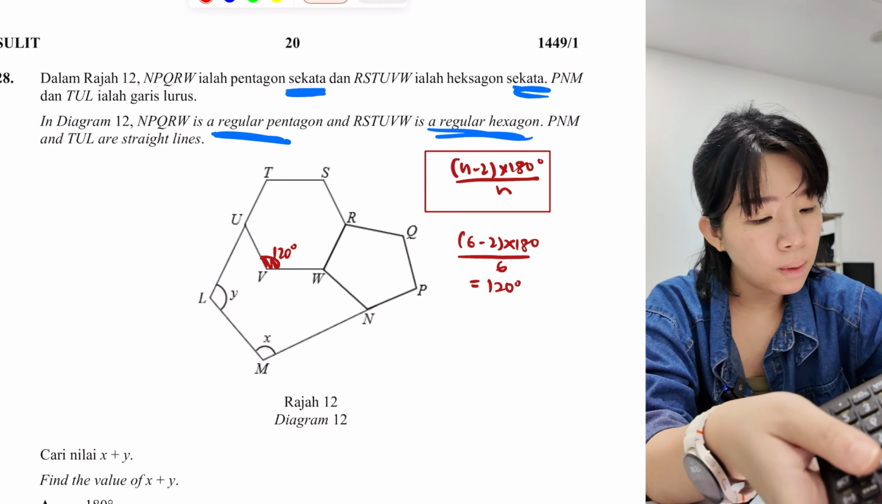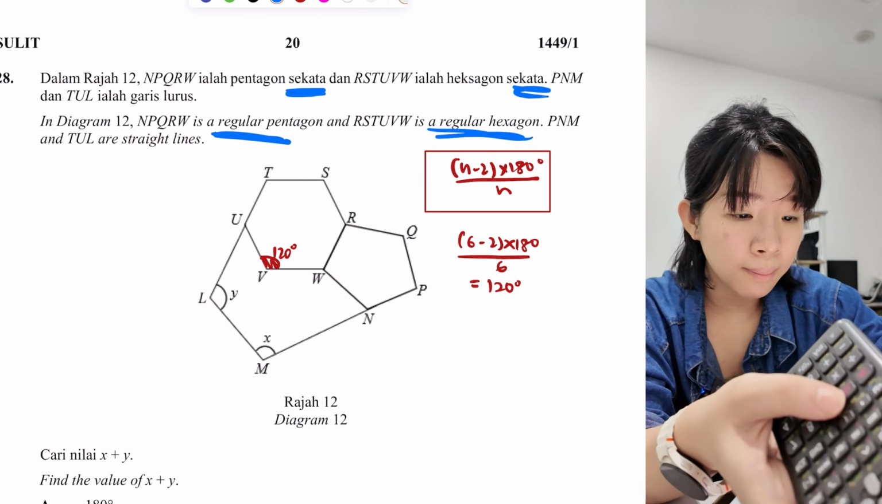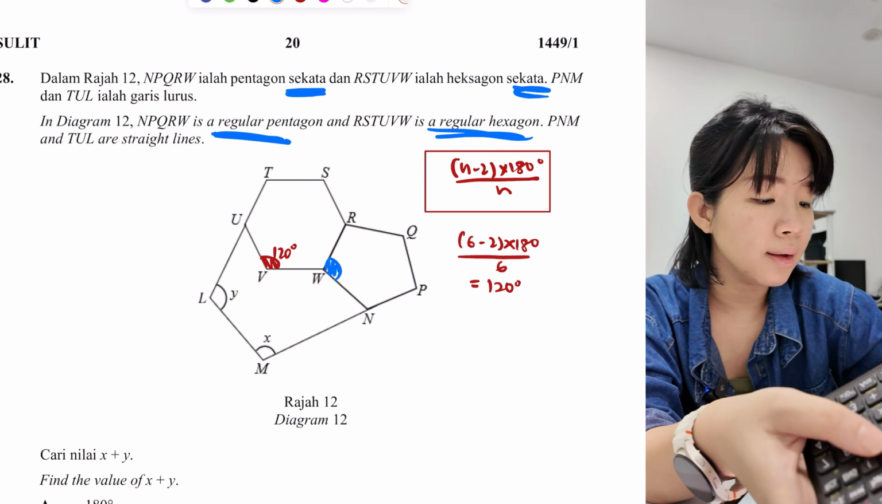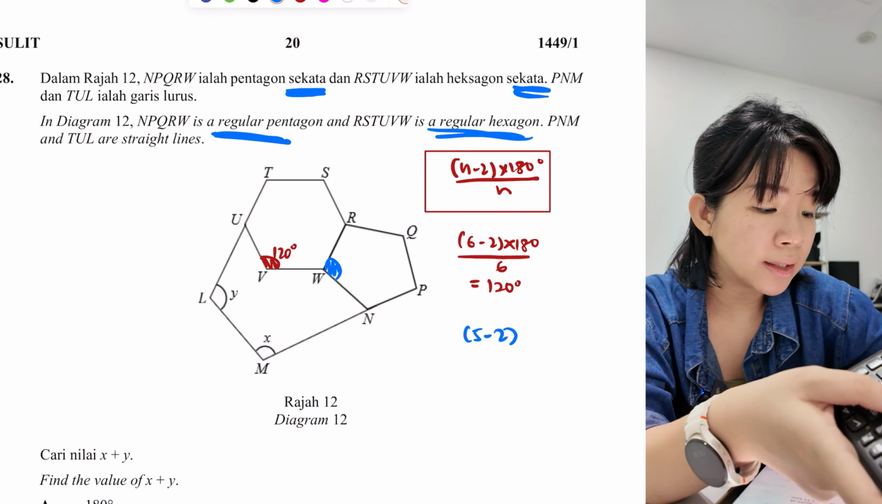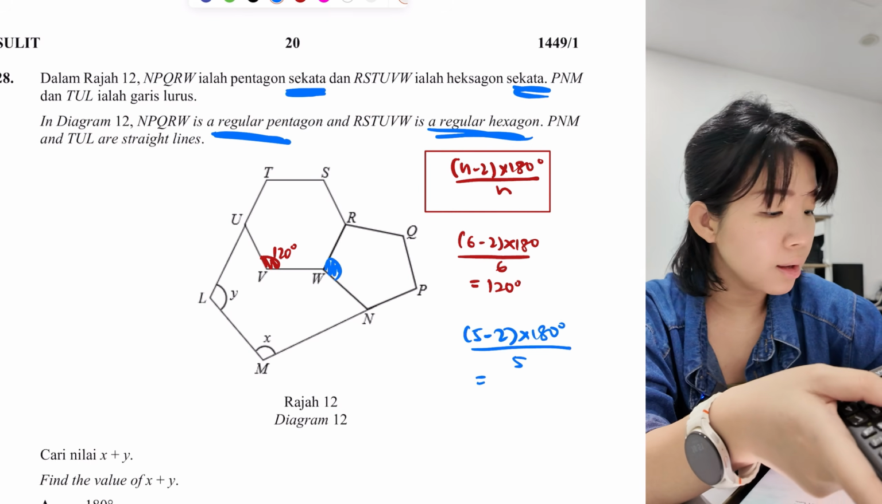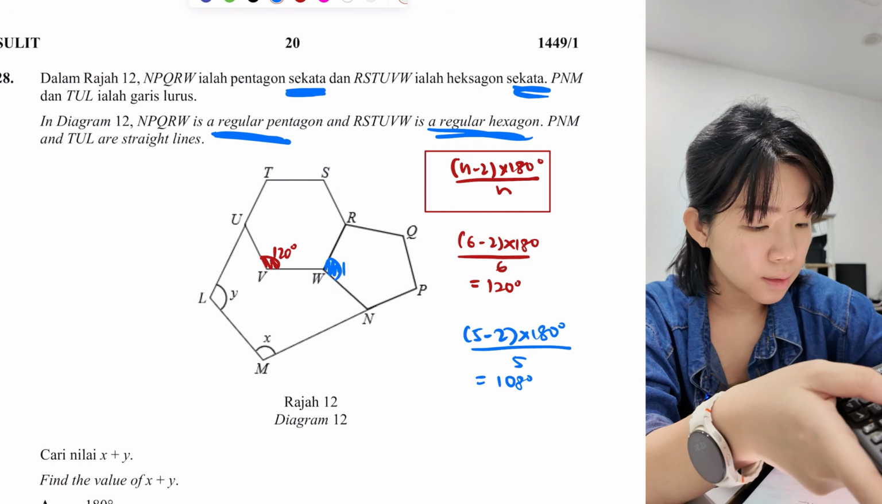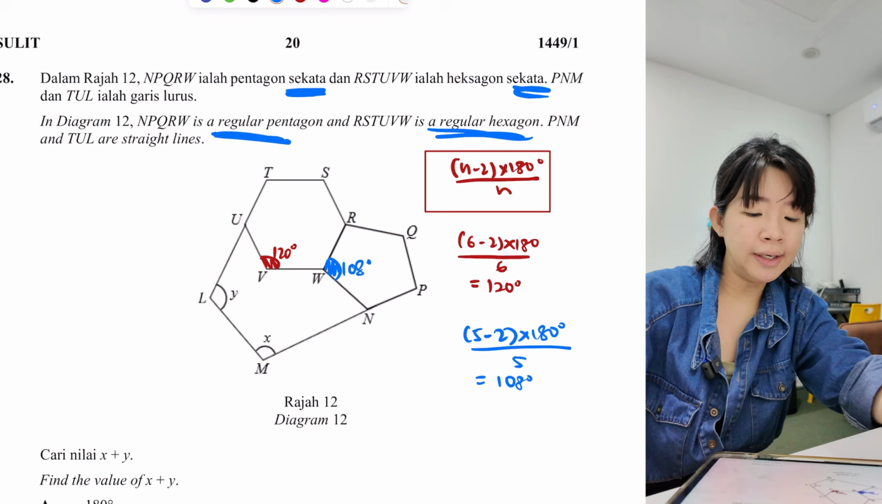So the other one, 1, 2, 3, 4, 5. 5 sides is a pentagon. How about the angle here? Pentagon, 5: 5 minus 2 times 180 divided by 5. So each will be 108 degrees. Okay, 108 degrees. So now, finding x plus y.